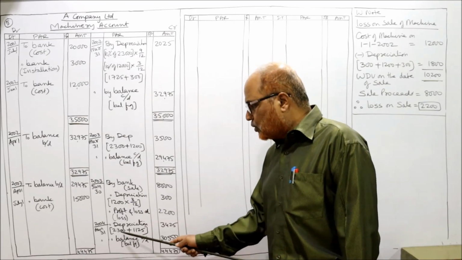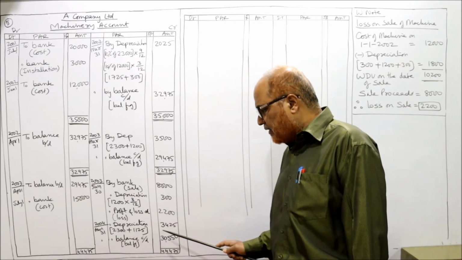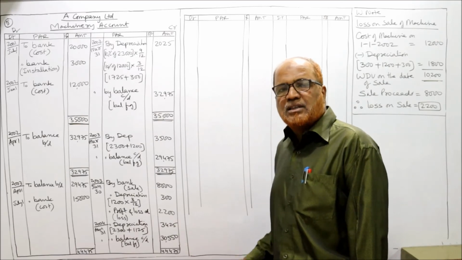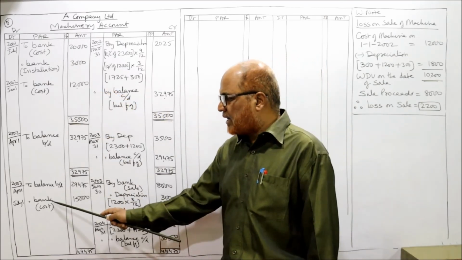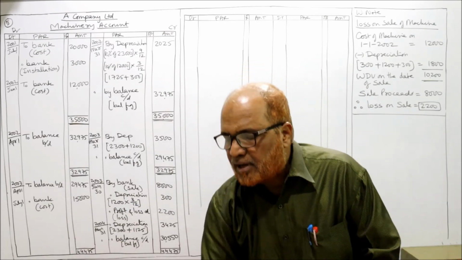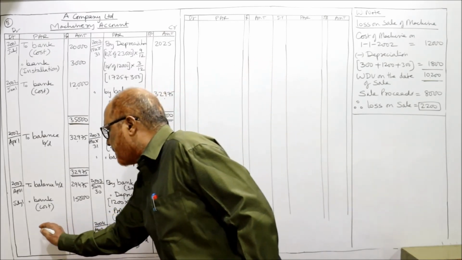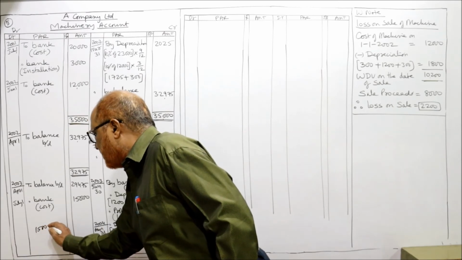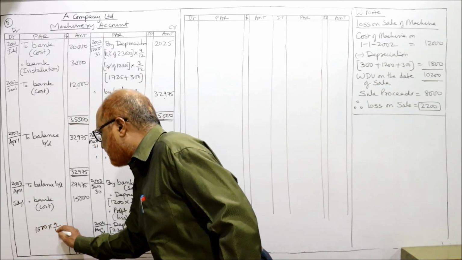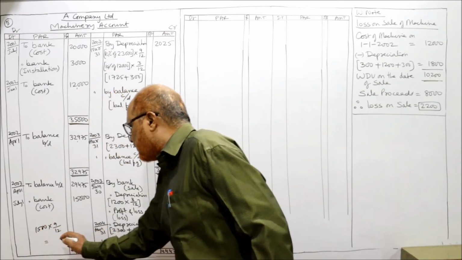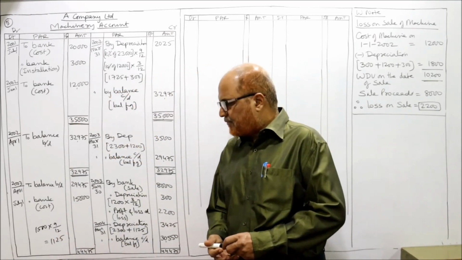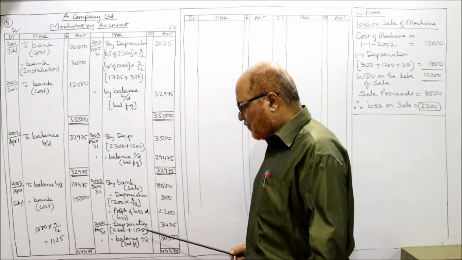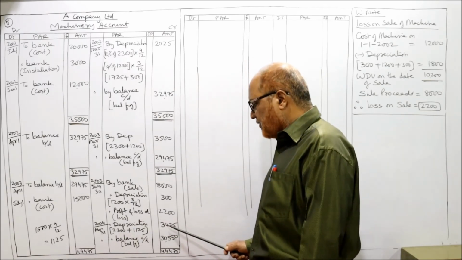Right? So 2300 plus 1125, 3425. 3425 is the total depreciation on the first machine and the third machine. If you find any doubt, I will write it down here. 1500 into 9 by 12, you will get 1125. Right? This 1125 plus 2300, 3425.